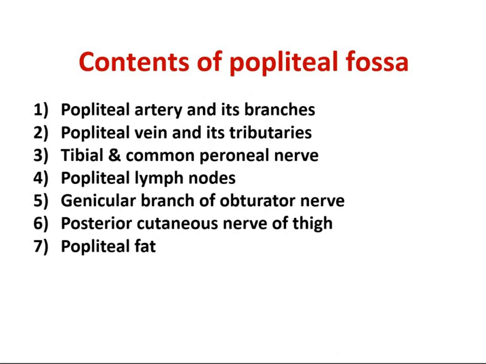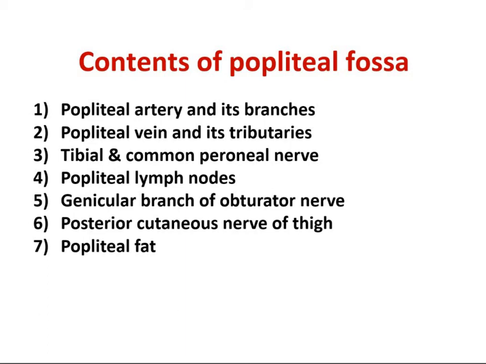Then very important, the contents of the popliteal fossa. Okay, commonly asked in your viva exams in order to identify the structures and also in your enumerated questions. So it is obviously the popliteal artery and its branches, popliteal vein and its tributaries, tibial and common peroneal nerve, which are the branches of your sciatic nerve, popliteal lymph nodes. Then we have the genicular branch of obturator nerve, posterior cutaneous nerve of thigh, and then the popliteal fat. Okay, so it is very important.